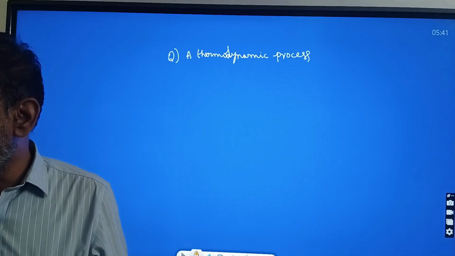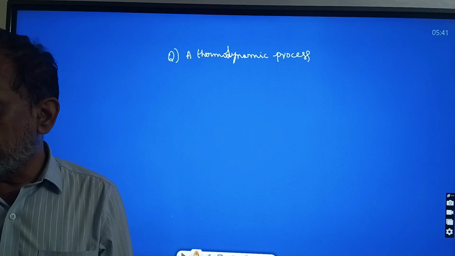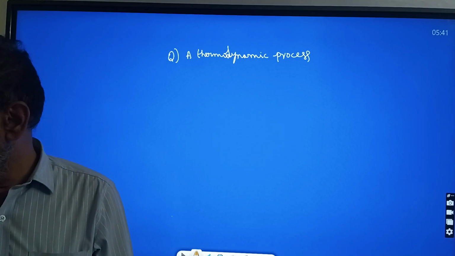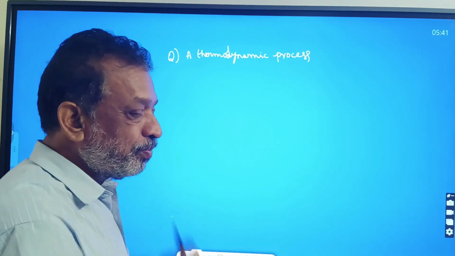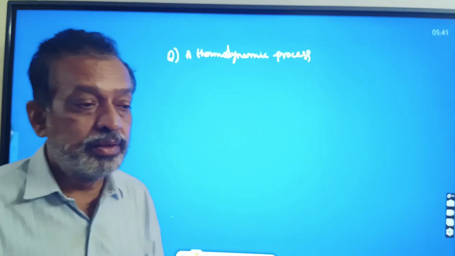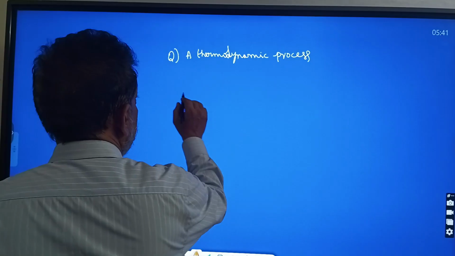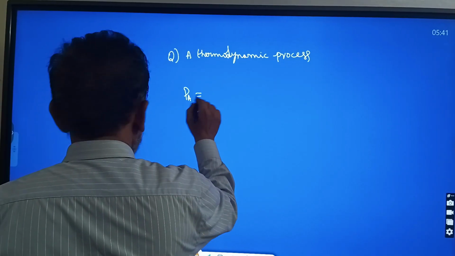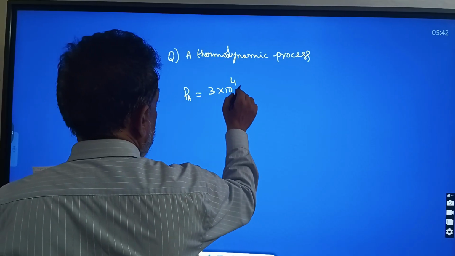The pressures and volumes corresponding to some points in the figure are: PA, pressure at A is equal to 3 into 10 to the power of 4 Pascal.